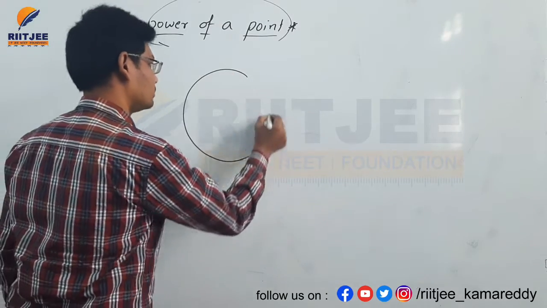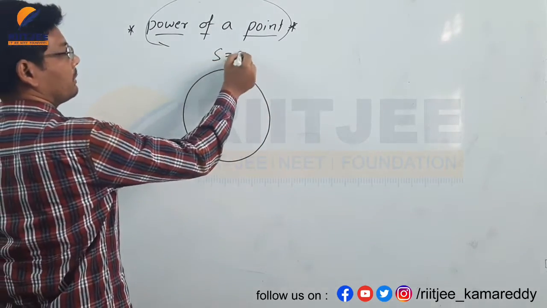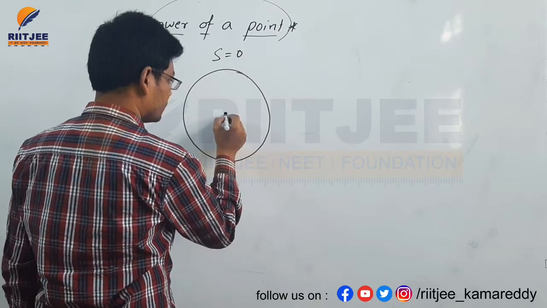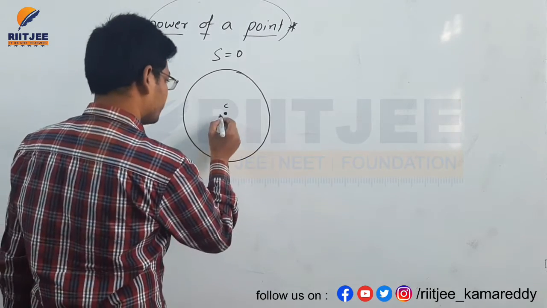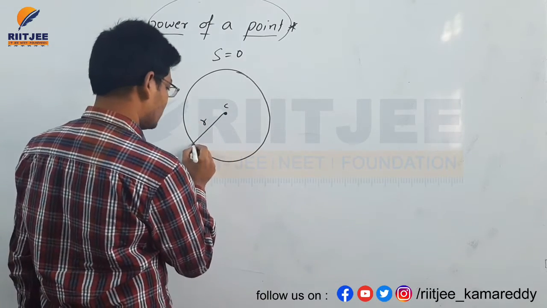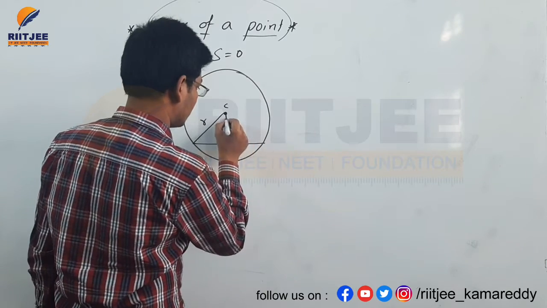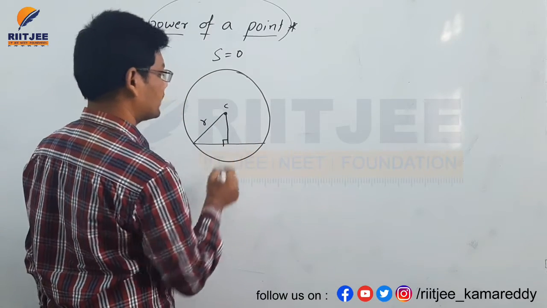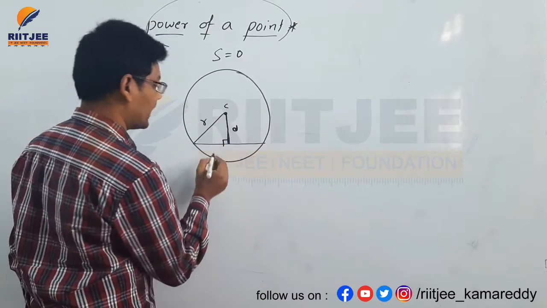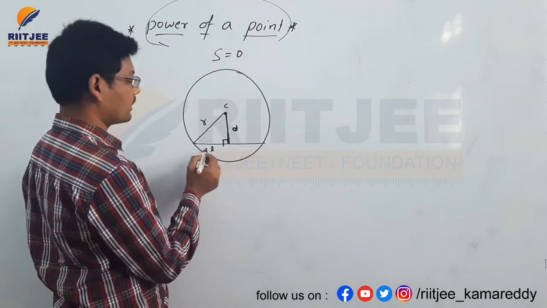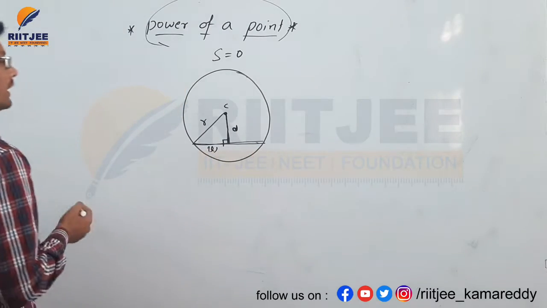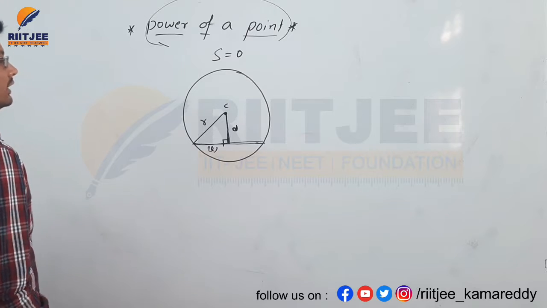Let S equal to 0 be a circle here, and this is the center C, and this is R, the radius, and the perpendicular distance to a chord is called D. The perpendicular distance to a chord is D, and this is the length of intercept I am taking. We need to find the length of this chord here, and consider this a right angle triangle here.